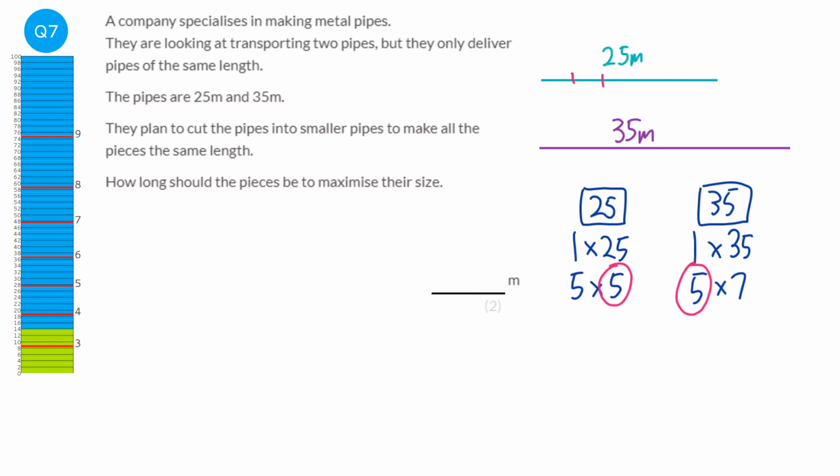So 1, 2, 3, 4, not to scale, and then 7 of these, so 1, 2, 3, 4, 5, 6, and so there's 7 in total. So each of these are 5 metre long, and there's no wastage, and that's the longest we can make the pipes for there to be no wastage at all. So my answer is 5 metres.